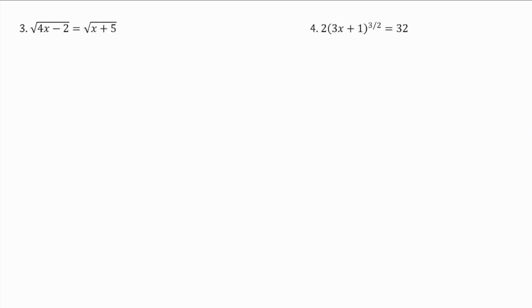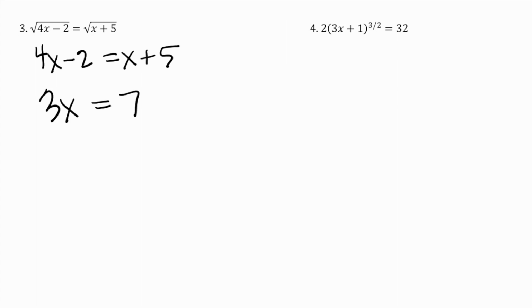Okay, this one I'm just going to start by squaring both sides, so I will need to check my answer at the end. And this works out real nice. 3x equals 7, x equals 7/3. Okay, so I'm going to check my answer because I can't really do that arithmetic mentally.